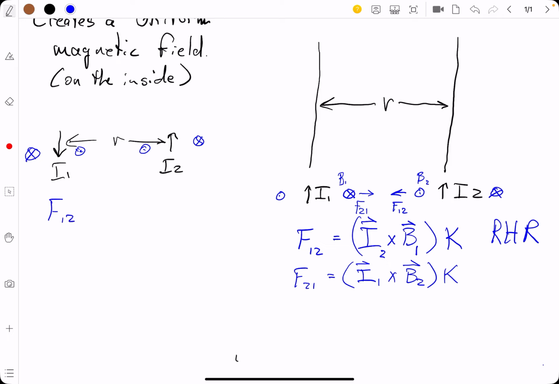Force 1, 2. That's going to equal I2 cross B1 times some constant. We'll figure out what the real force is in a minute. I'm just trying to get the direction of these forces because you're going to have to get the direction of these forces. So it's important that you know what we're dealing with here.